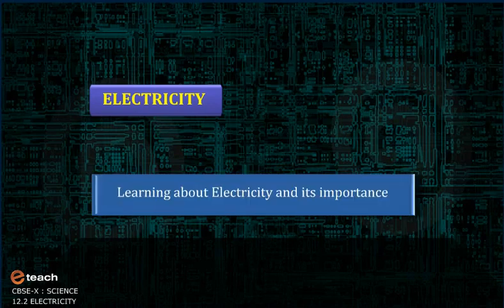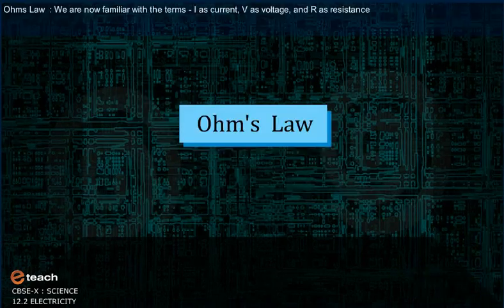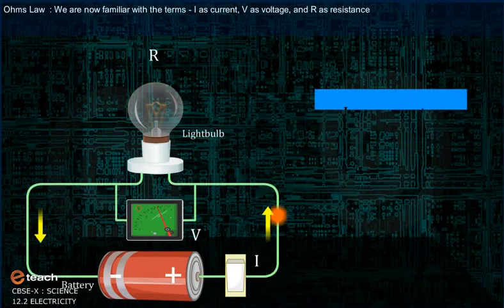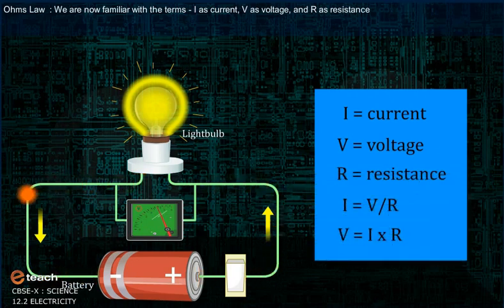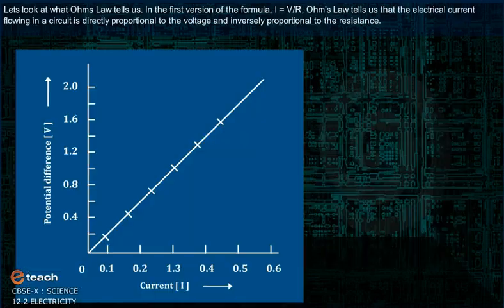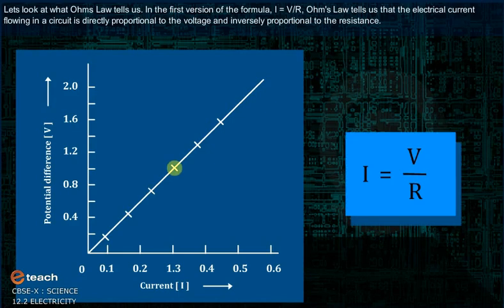Electricity. Learning about electricity and its importance. Ohm's law. We are now familiar with terms I as current, V as voltage, and R as resistance. Let's look at what Ohm's law tells us. In the first version of the formula, I is equal to V upon R.